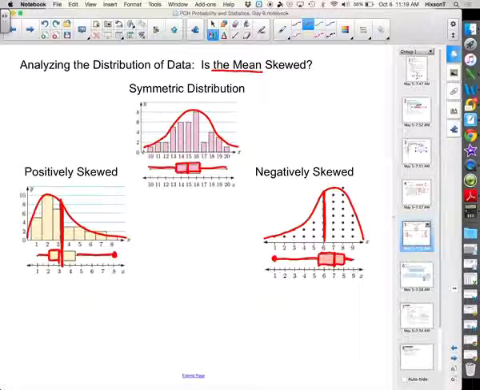A few high values, when the majority of our data is low, is going to skew the mean positively. It's going to make it higher than it ought to be. Okay?